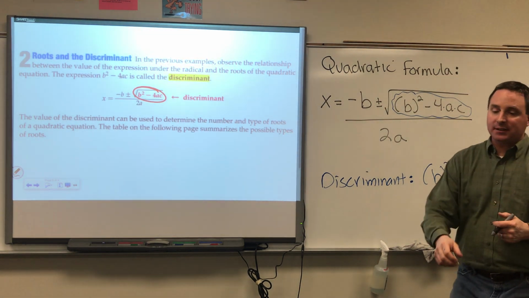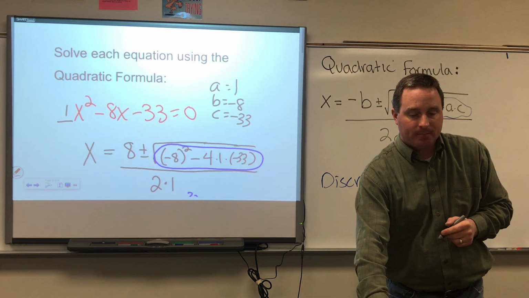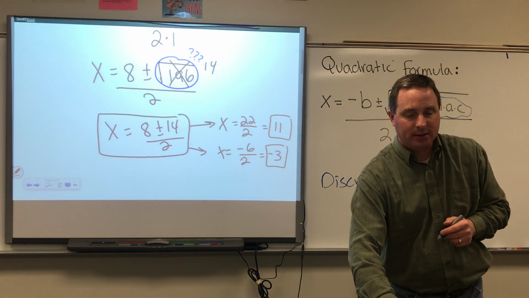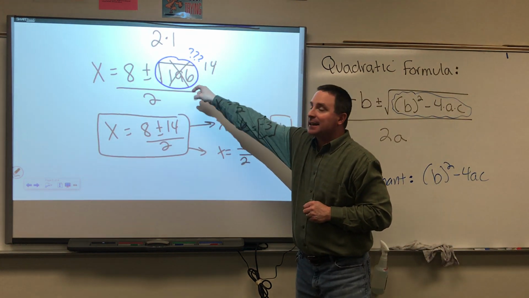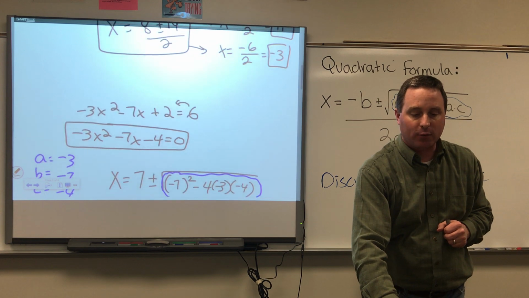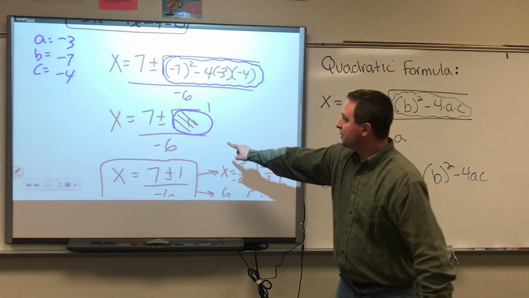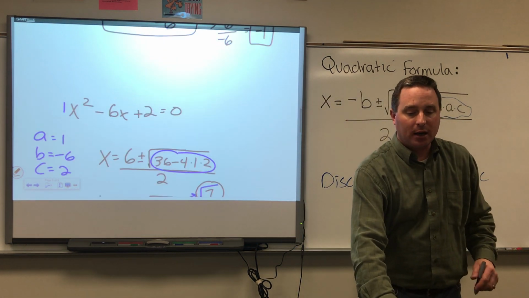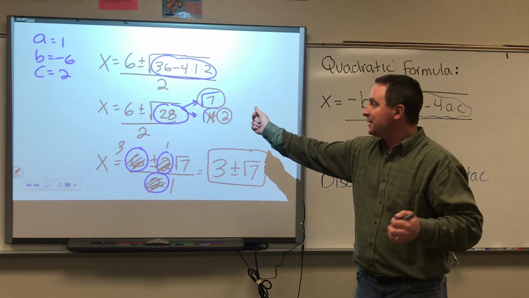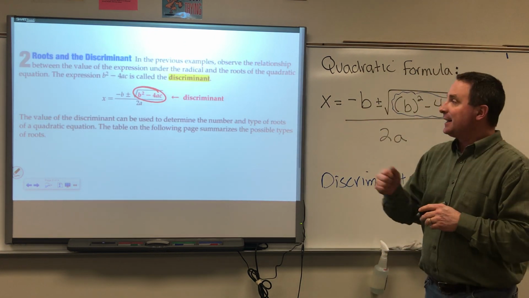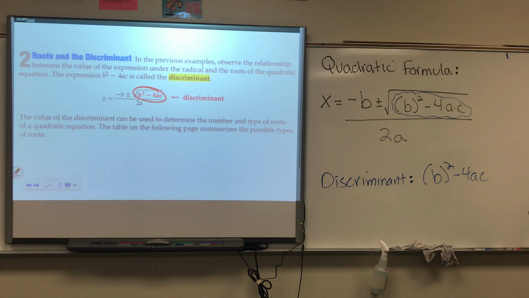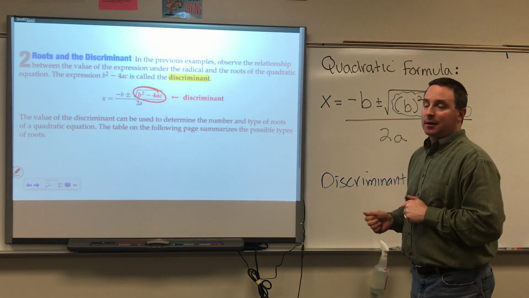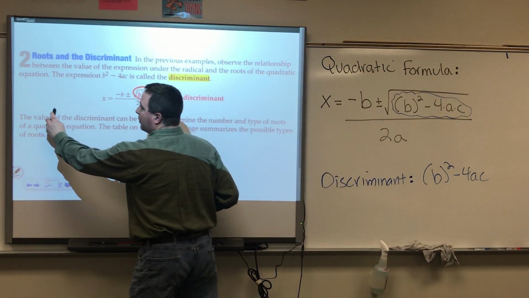Okay? And in the previous examples, like this one here, the discriminant was 196 after we did the b squared minus 4ac. This one, the discriminant was 1. We saw one that had a discriminant of 28, and so on and so forth. But that's what we're looking for, the number underneath the radical. Well, what's the significance of the discriminant? What does it do? That's what this second part says.